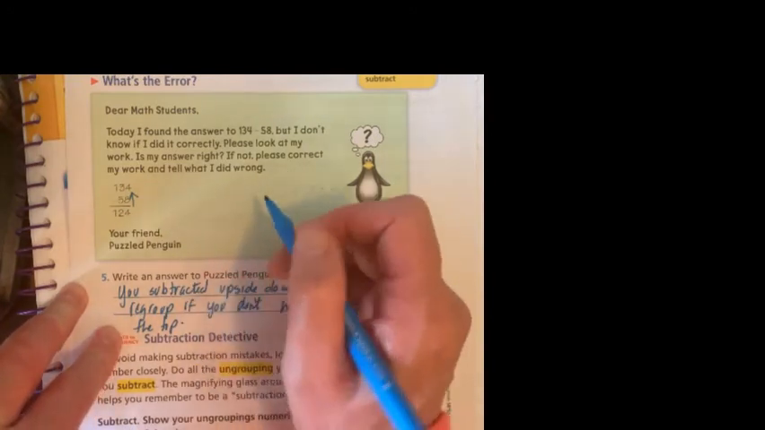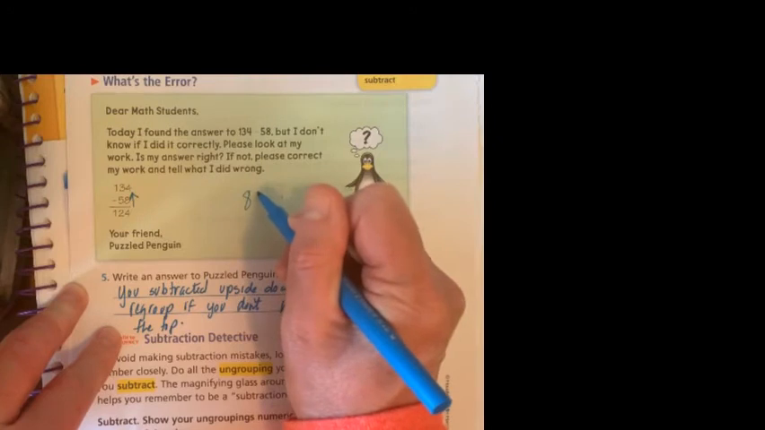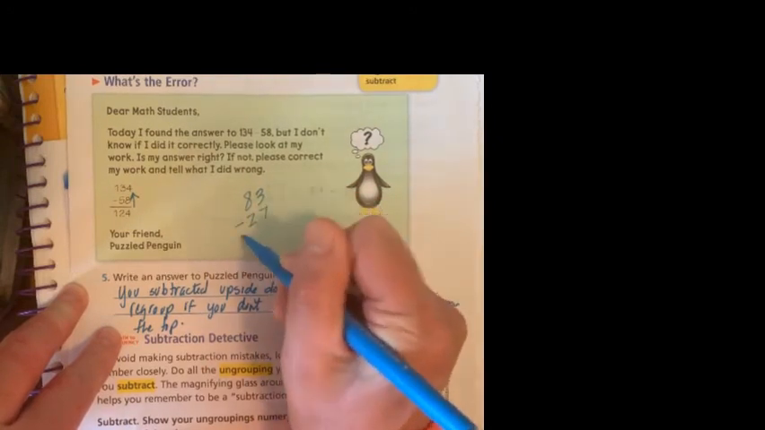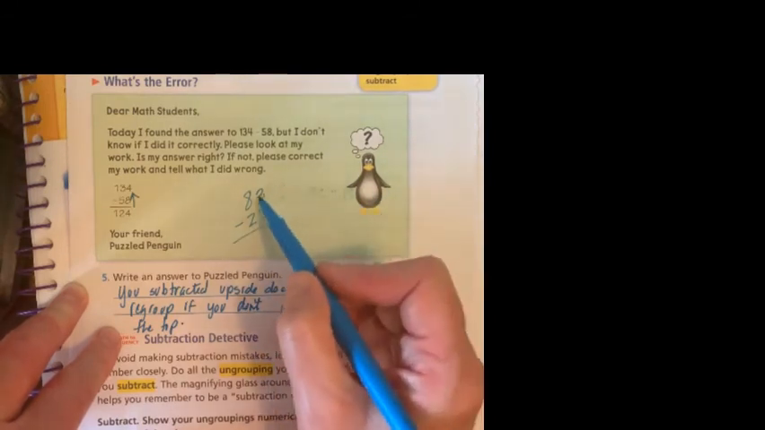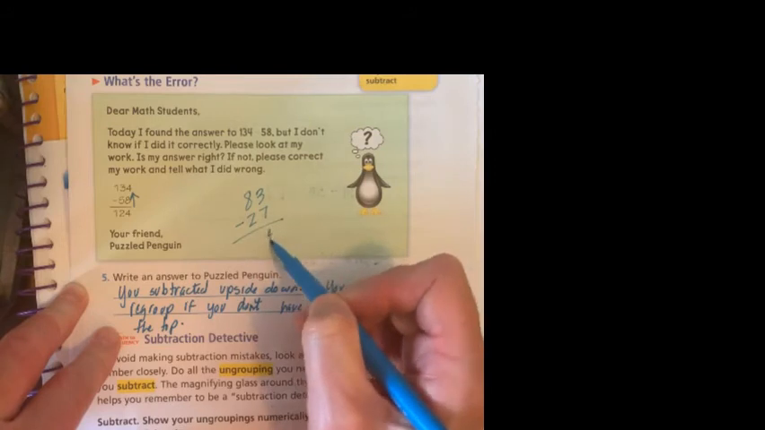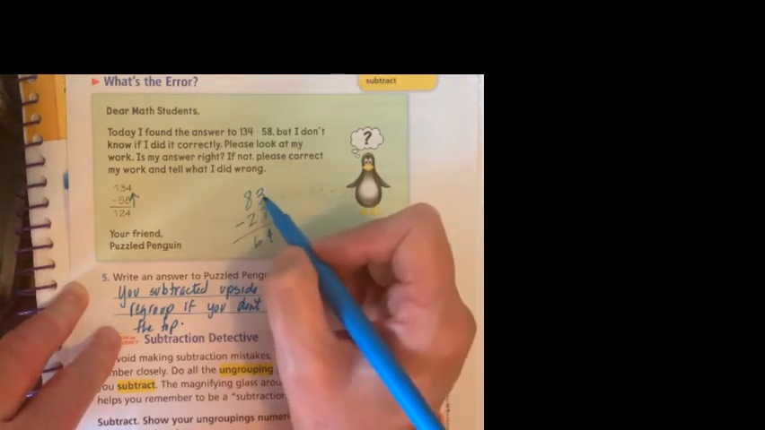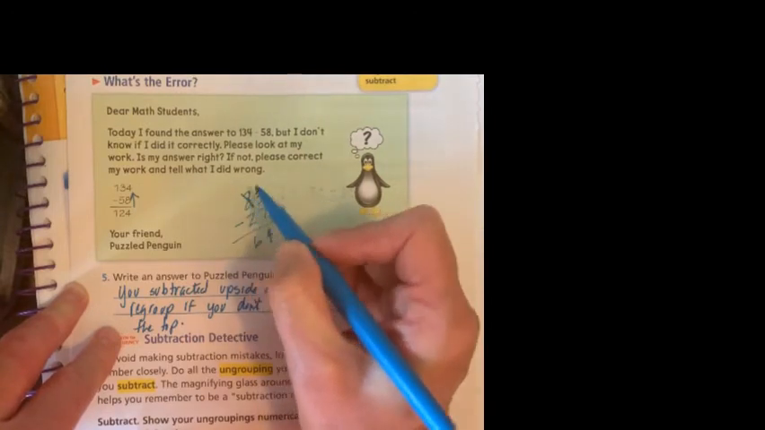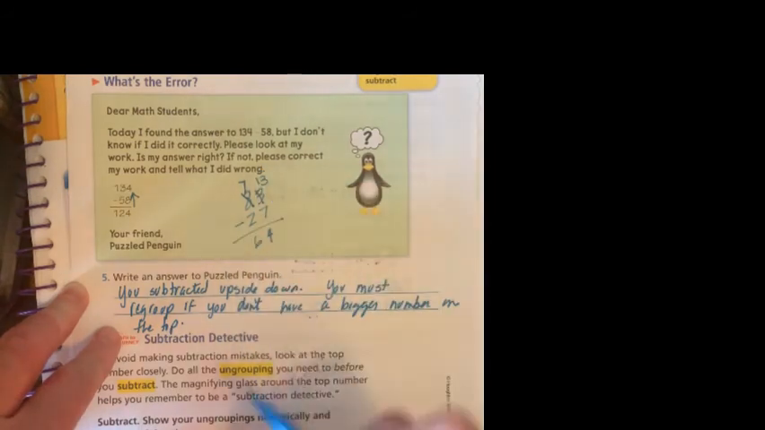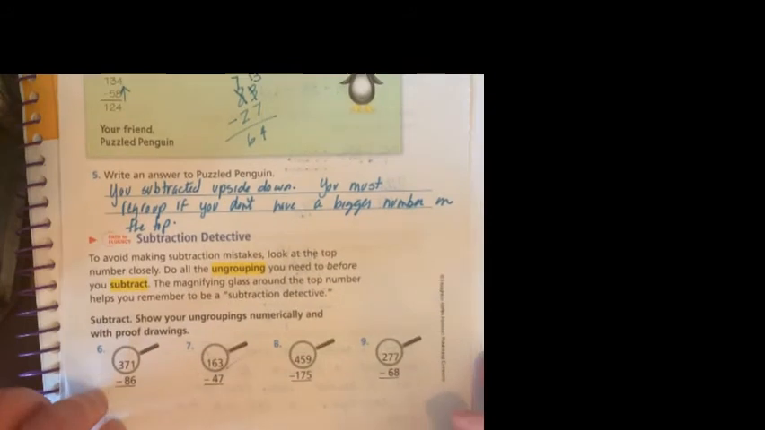Let's make up a fake problem. If I had 83 minus 27, you don't have enough ones here. You can't do 7 minus 3 and just put a 4. That doesn't work. If you don't have enough, you have to go to the place value next to it, take 1 away, and trade that into more. Okay? All right, let's take a look at this last suggestion.